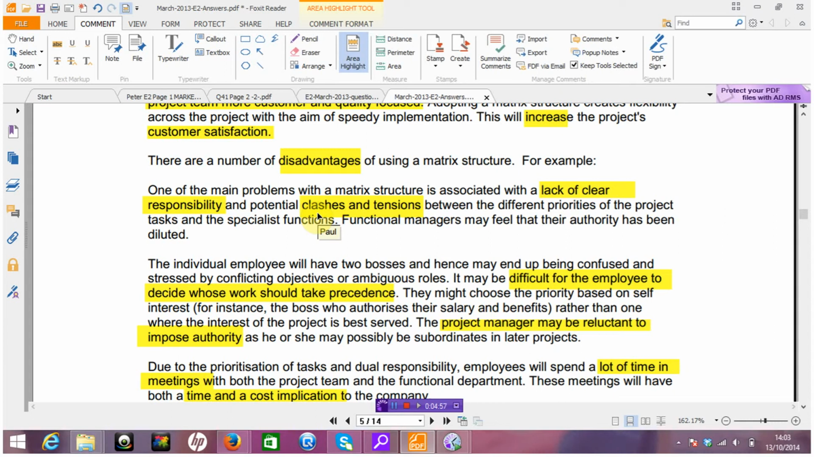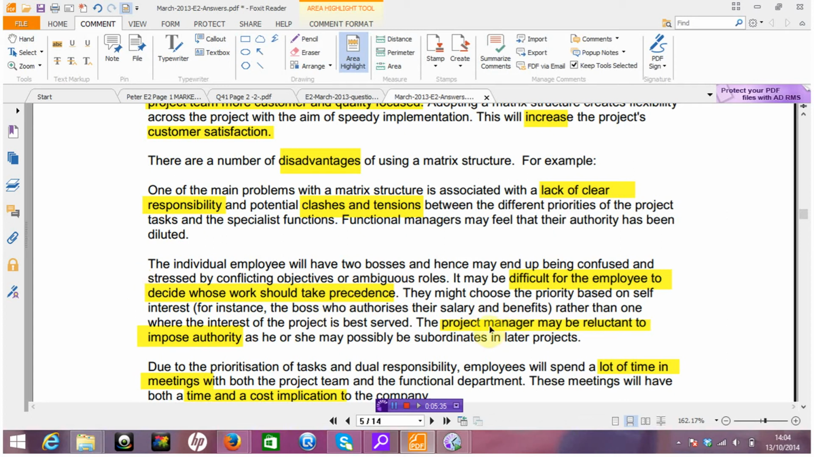Okay. Next point here is, I guess, the problem for the individual employee is just knowing whose work should come first. Really, what we're saying is that it's ambiguous in some respects, and it may be difficult for the individual employee to know what to do first, or to know really what takes priority. It may well be that the employee, if they're not using a balance matrix, focuses on who's going to be signing off their salary at the end of the month, and that may well be their functional boss.